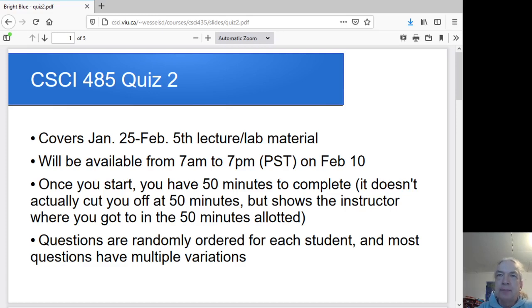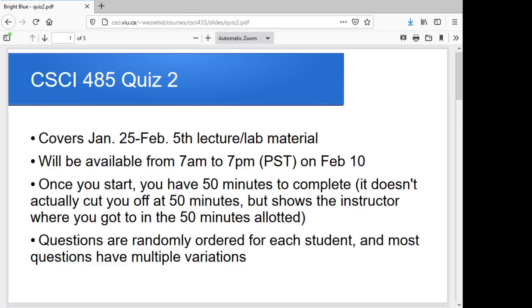by 7 p.m. And again, as usual, it doesn't cut you off at 50 minutes, so if something goes wrong, you can run over. Just make sure you fire me an email afterwards to let me know what happened. It'll show me where you got to, so please just let me know what was going on. Again, questions tend to be randomly ordered, and there are different variations of each question, so you won't all get exactly the same exam, but you should get pretty much equivalent questions.